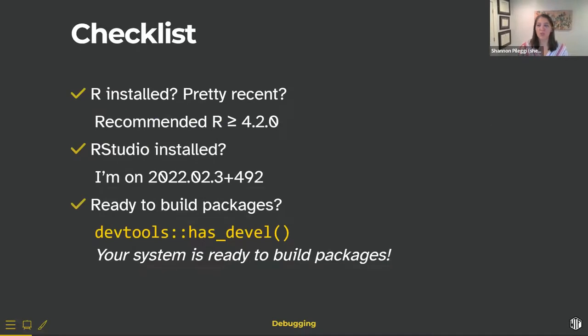If you are working locally on your own computer, this is the checklist you would need. You would need to have a pretty recent version of R, a pretty recent version of RStudio, and your computer ready to build packages. But if you don't have that, that's fine, because we have an RStudio Cloud workspace set up for this workshop. I definitely encourage you to use that cloud workspace, because we have everything installed that you need there as well.